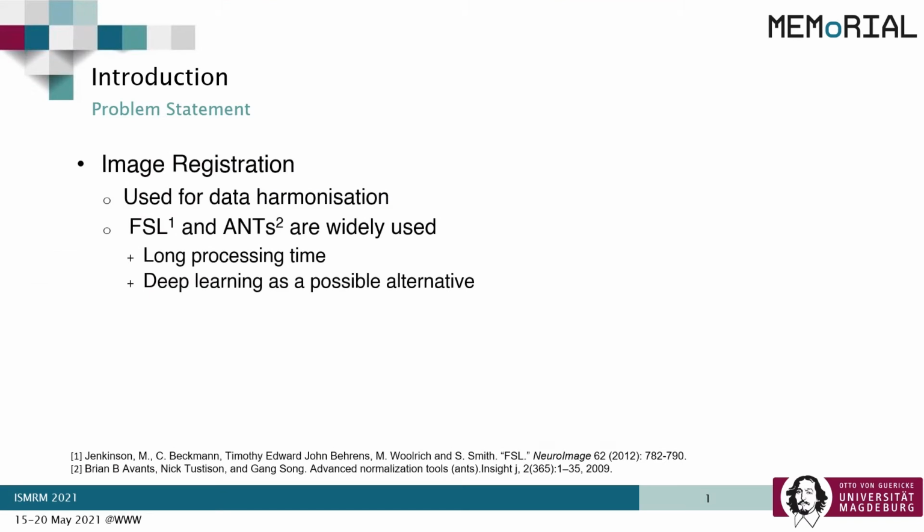Image registration is a technique frequently used for data harmonization as a pre-processing step for many analyses, including for machine learning tasks. Toolboxes such as FSL and ANTS are widely used. However, they usually take a long processing time. Deep learning-based techniques can reduce processing time and might be able to get better results and more accurate registrations.